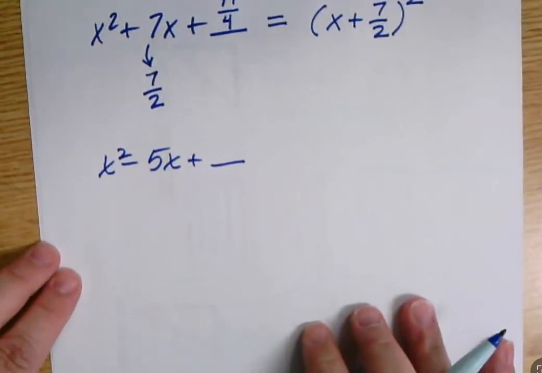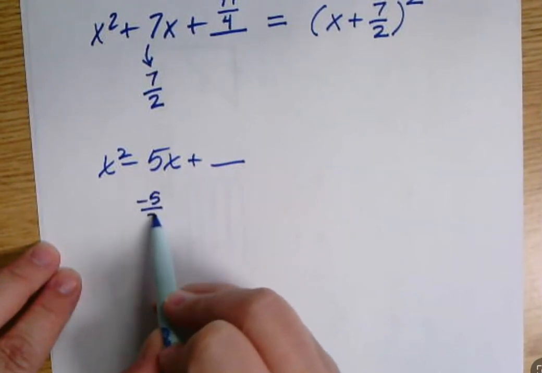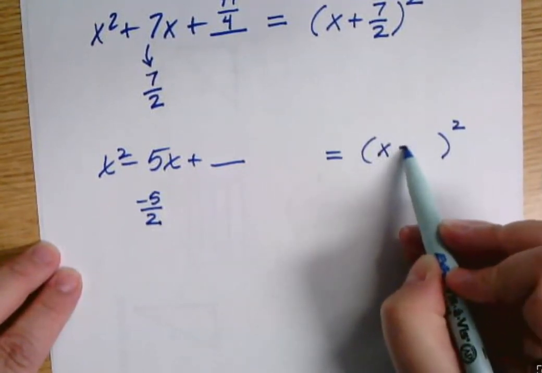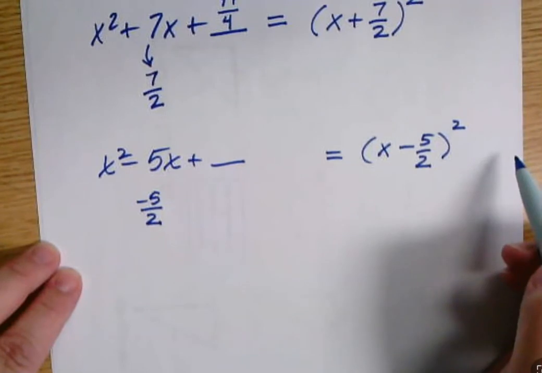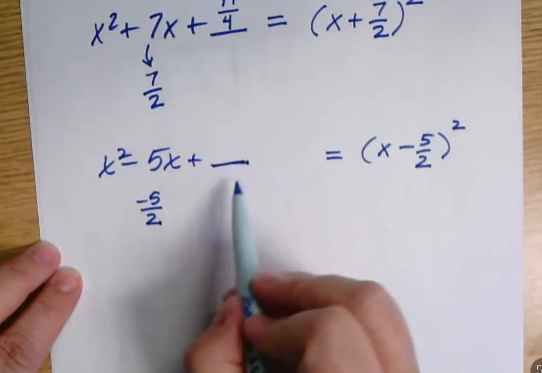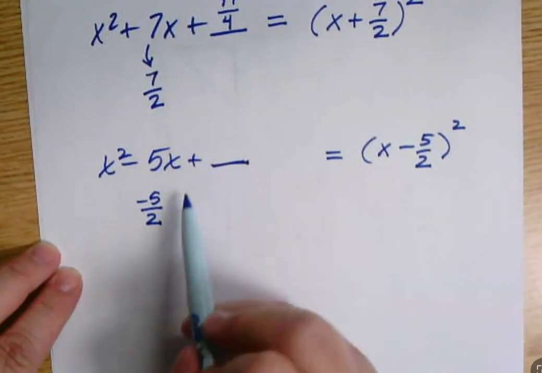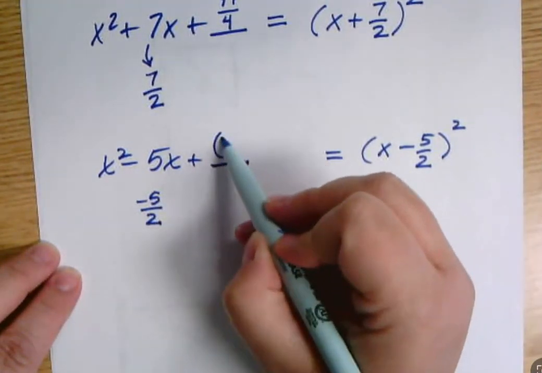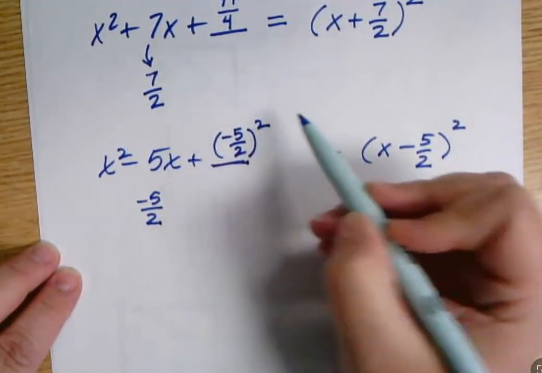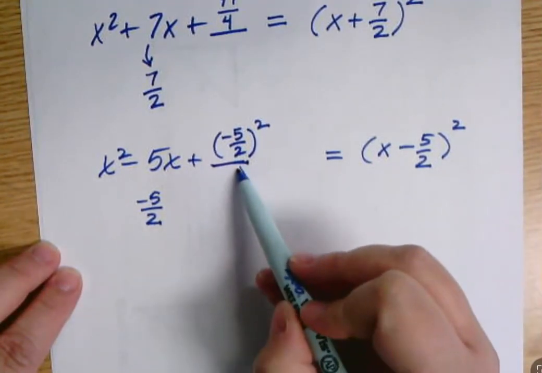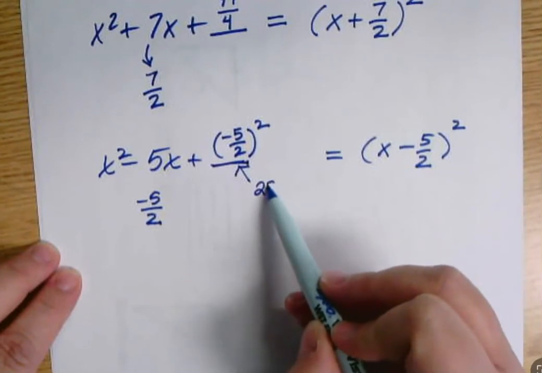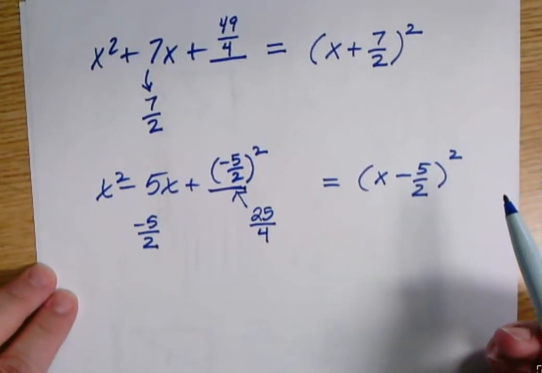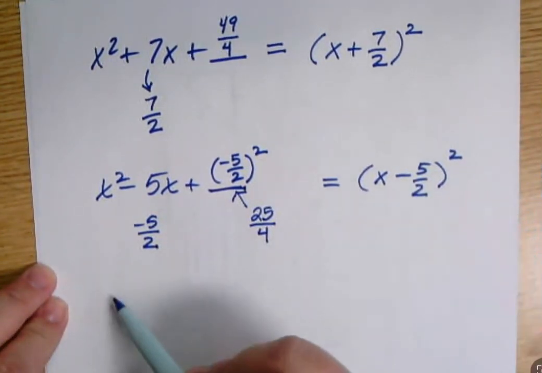b is negative 5, so half of b means negative 5 over 2. So when I come over here to write that as a binomial squared, that's x minus 5 over 2. I've still got a blank here I have to fill in to make it a perfect square trinomial. And so I have to square this fraction to figure out what goes there. You could write it like this for a second at first, and then go back and simplify that. When you simplify that, you get negative 5 times negative 5 on top and 2 times 2 on the bottom. Remember, it will always be positive because you are squaring it. Let's look at another one.